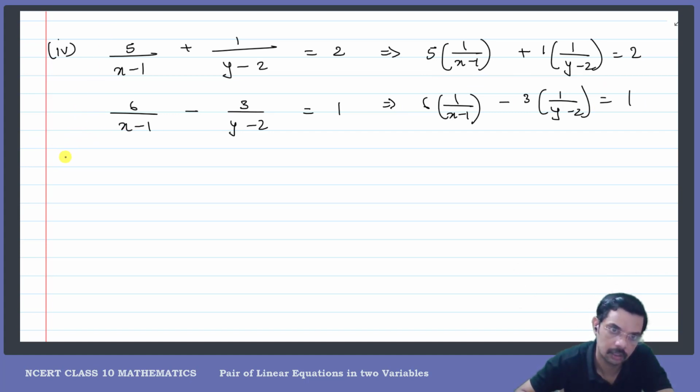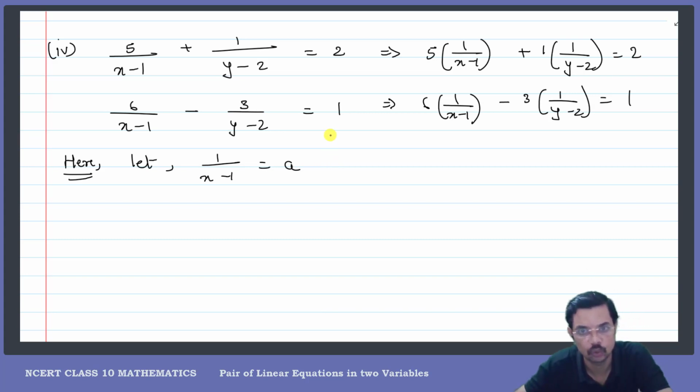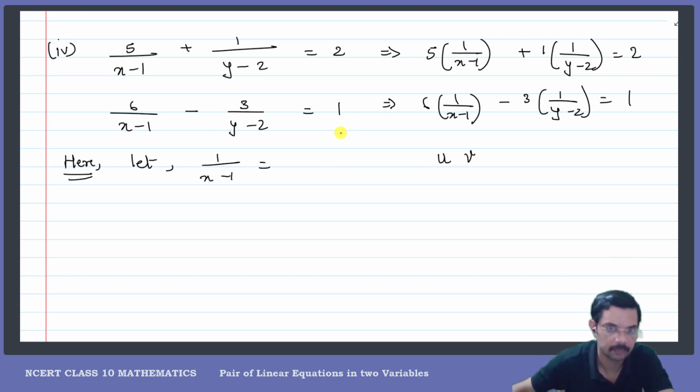So here let us assume that 1 by x minus 1 be a. Sometimes you can take u and v also. That's okay, in the textbook they are using u and v. If you want, I can take u and v. But writing a and b is simpler, because some students get confused between u and v because of their handwriting. So I generally prefer a and b. Is that clear?